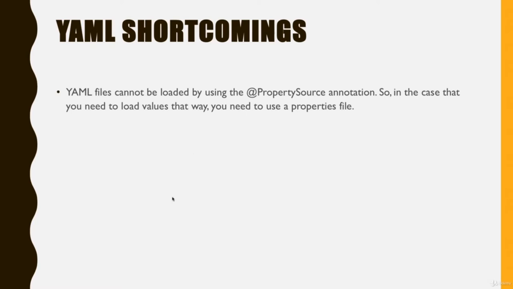So what are the shortcomings of the YAML file? If you want to use the PropertySource annotation, where you want to refer to a specific property from an external source or internal source within the classpath, then YAML is not the right option. There you have to use a properties file. Apart from that, YAML supports every other feature the way properties do, and it is actually more convenient. So let's run through a sample project and understand how YAML works.